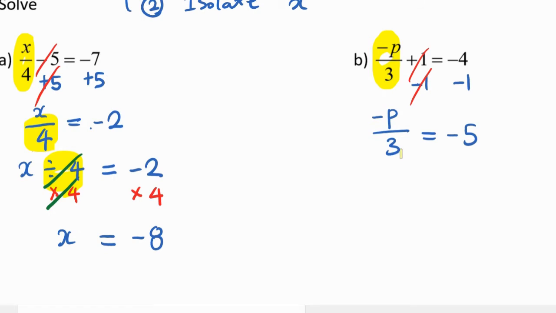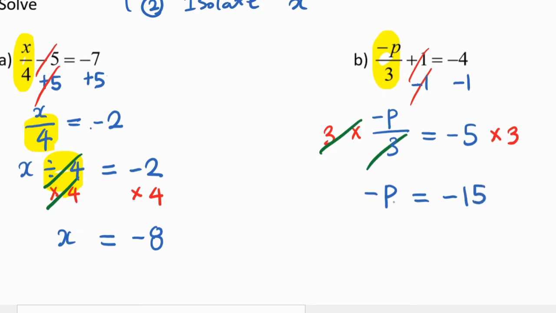Again, we are going to remove this division. It's a division bar, we're going to remove this. To do that, we have to multiply. The inverse operation of division is multiplication. So to get rid of this, we're going to multiply by 3. Then this will be cancelled. Minus p will be isolated, negative 15.